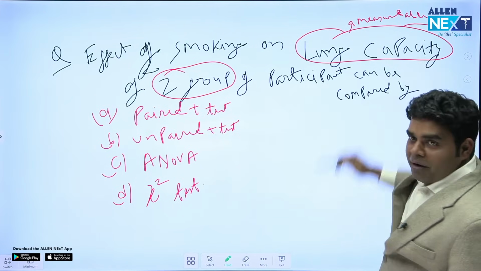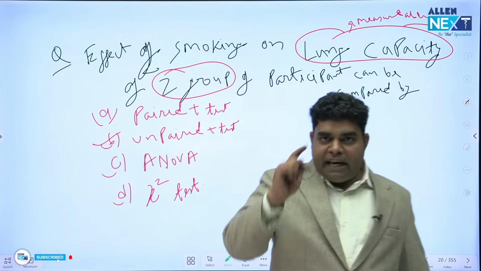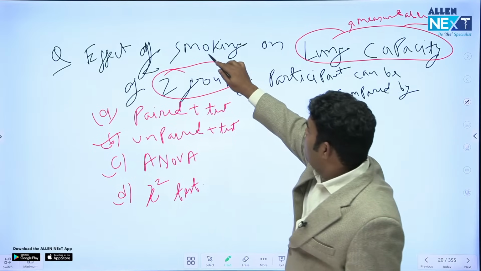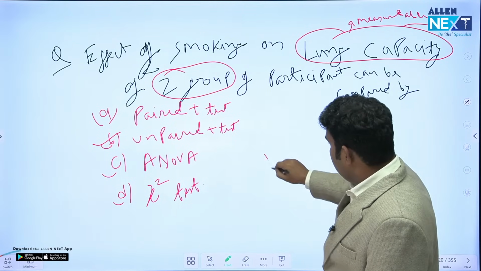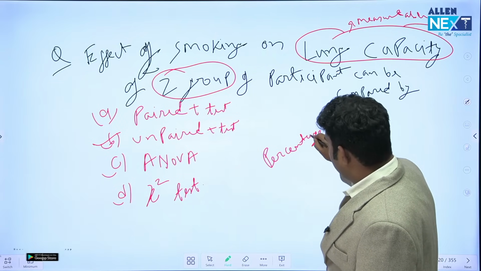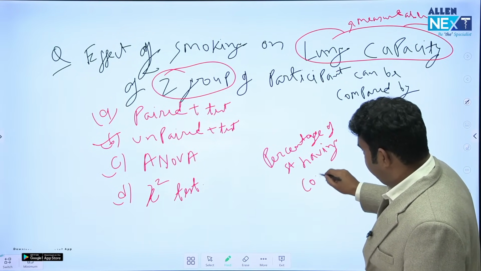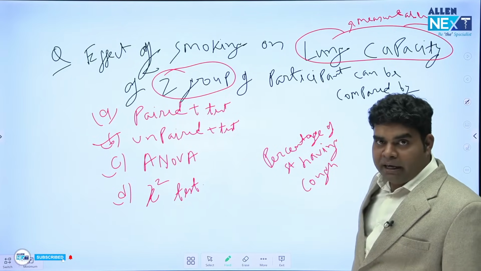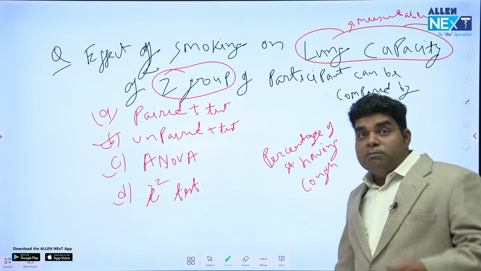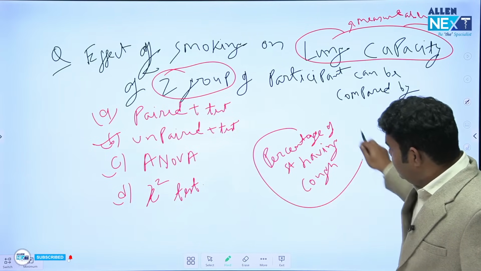So, quantitative data, 2 group, answer is unpaired. Now, in the same question, if I change the language and ask, effect of smoking on percentage of student having cough in 2 groups of participants. So this time I am not finding the effect of smoking on lung capacity, but on the percentage of students having cough. Now which test will you apply?